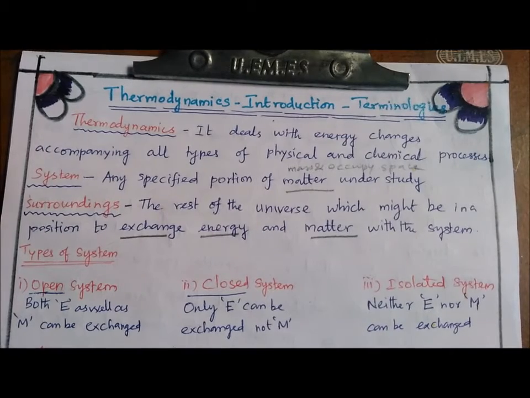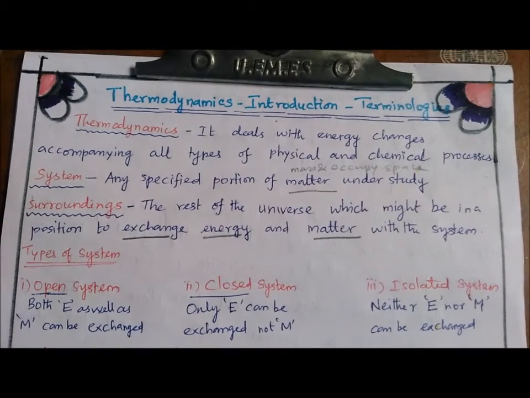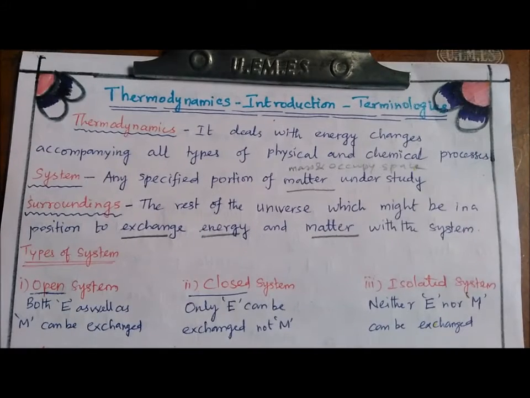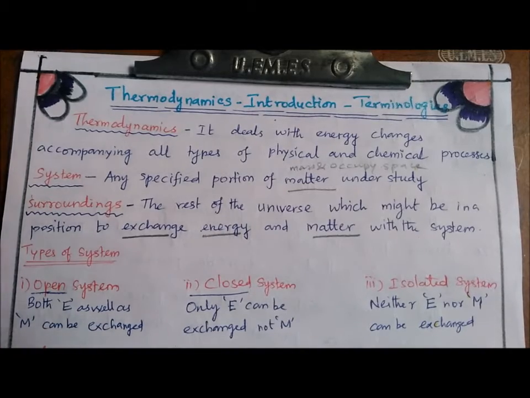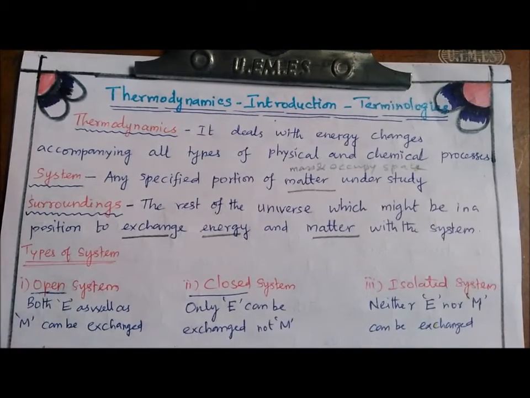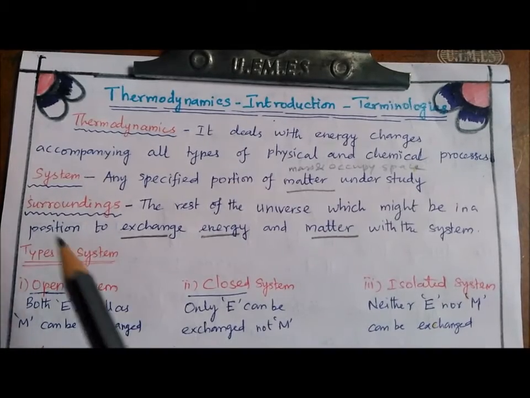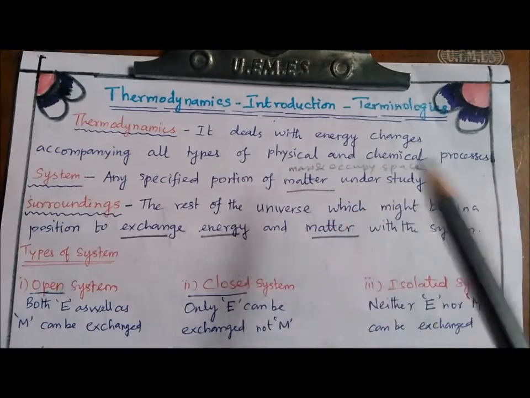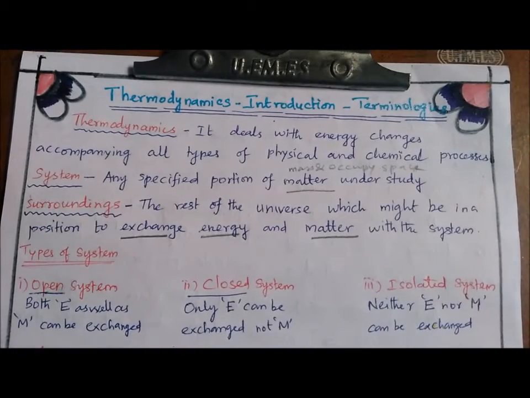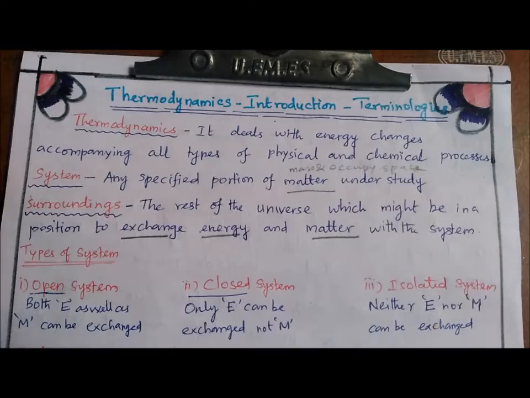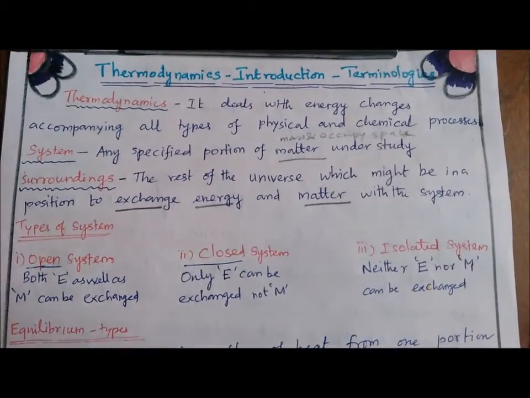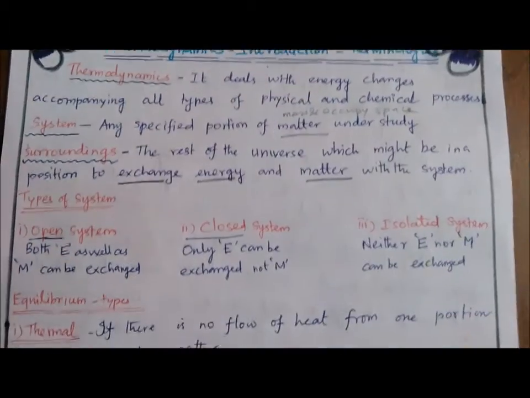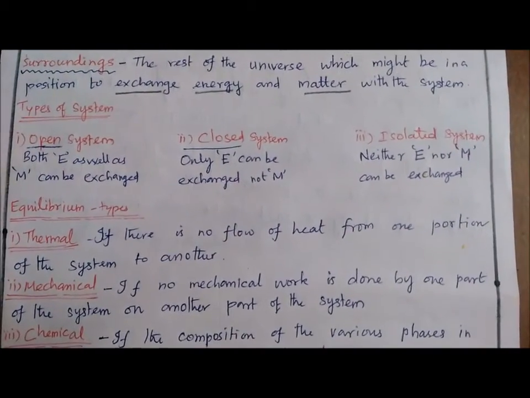So what is system? It is that with which we are doing our experiment. Surrounding is that which might be in a position to exchange energy as well as matter with the system. Now we have got an idea about what is system and what is surrounding. Now we can classify the system into several types. Now we can see the types of system.